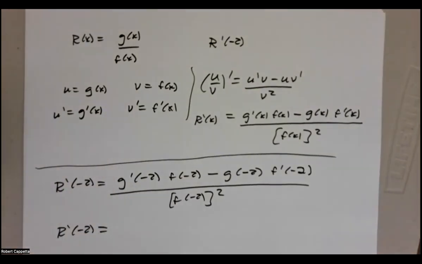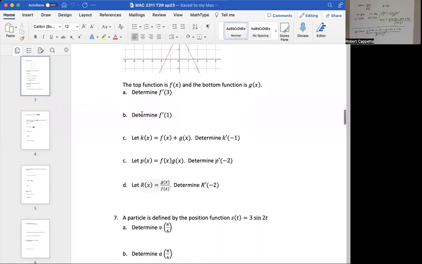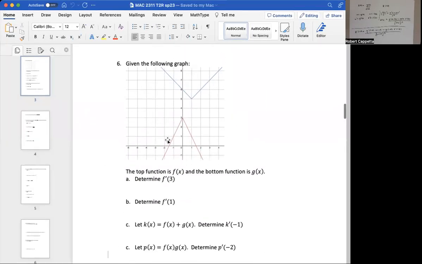All right, looking at our picture one more time. G prime of -2. G is the bottom function. Derivative here, slope here is what? Rise 2, run 1. G prime of -2 is 2. What is f of -2? The value of the function is not the slope, but just the value of the function. When x is -2, the value of the function is 8. So g prime of -2 is 2. F of -2 is 8.